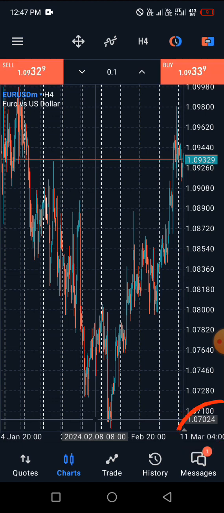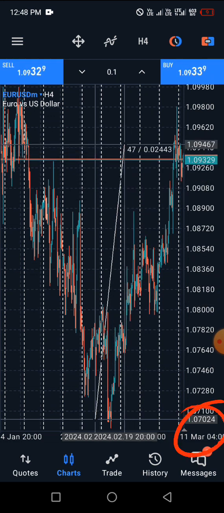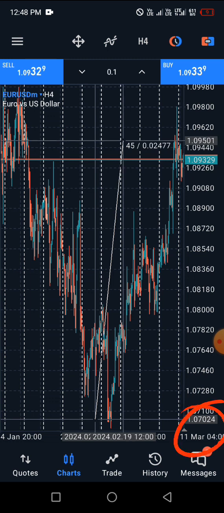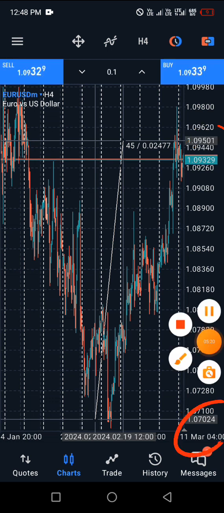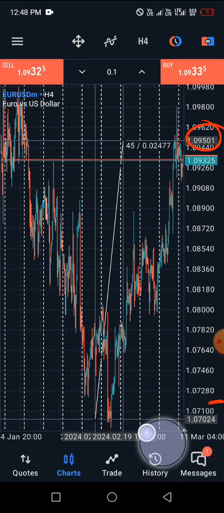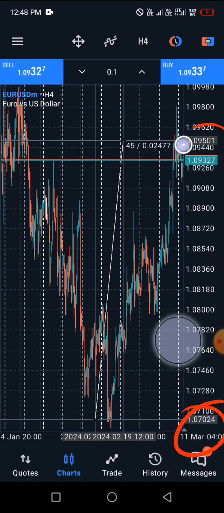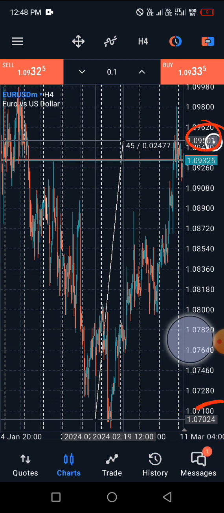So I'm going to drag my crosshair over here and I'll use my right hand to extend it over to the upside. So you can see that price has moved from 1.0702 up onto this level, 1.0950. Remember the last one here is a pipette, so it's a fractional pip which is negligible in the market.